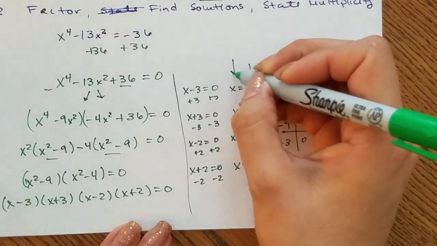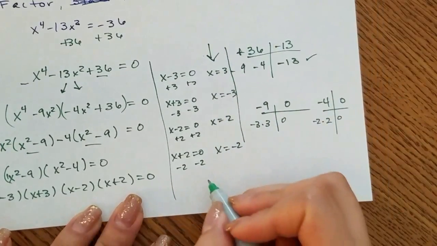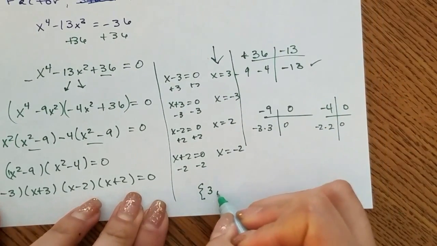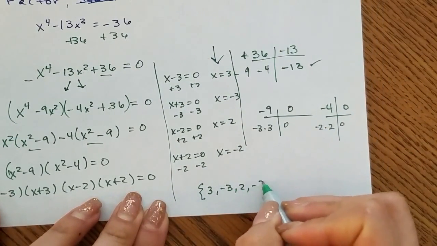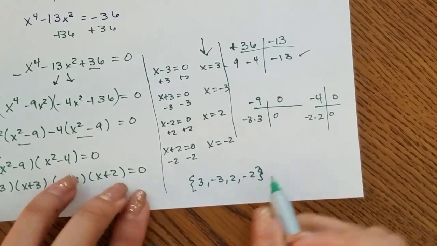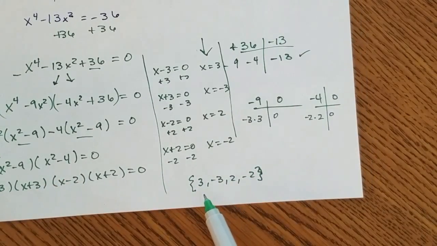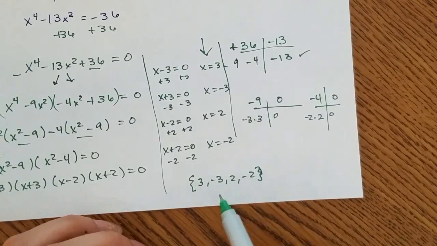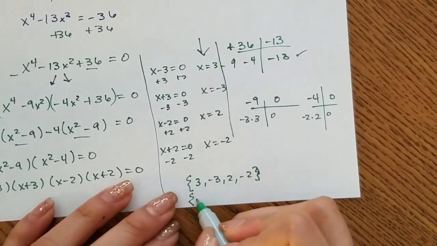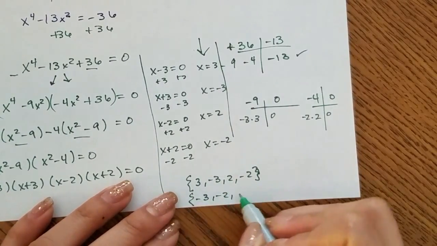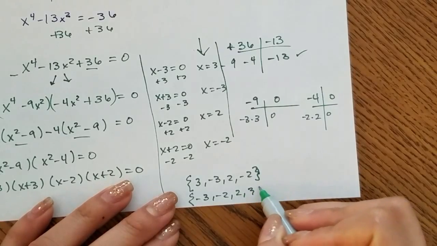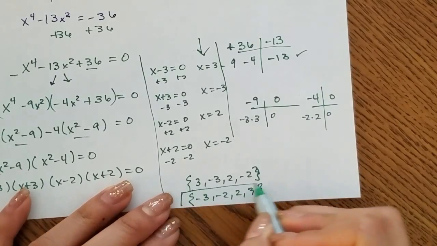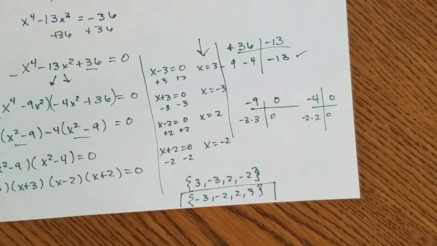So we have our solutions right here. We want to write them in roster notation. 3, negative 3, 2, negative 2. Okay, there is no multiplicity. They're all listed once. You can always put them in order, which we want to do. So negative 3, negative 2, 2, and 3 there. Okay, so these are all of our solutions here for that equation.